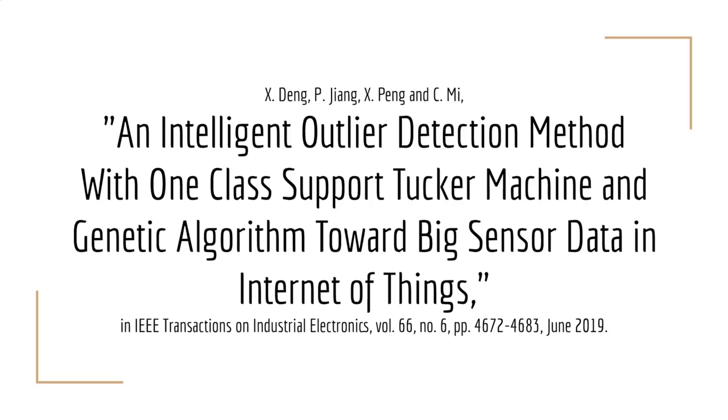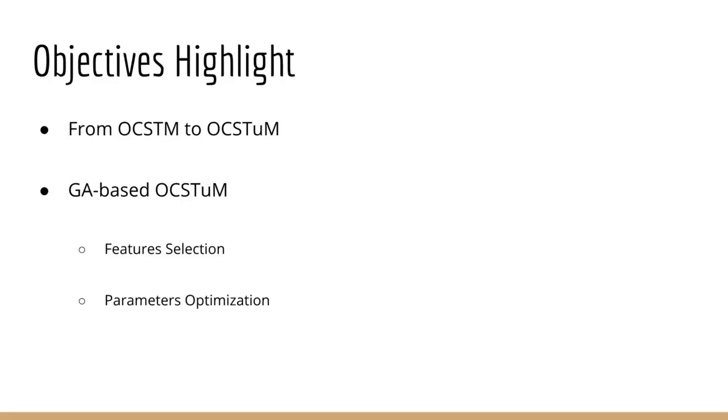In this video I shall review a method for anomaly detection based on tensor decomposition and genetic algorithms. This paper is co-authored by Deng et al. In this paper, the authors propose two novel algorithms. The first is a novelty detection support tensor machine based on Tensor Decomposition.